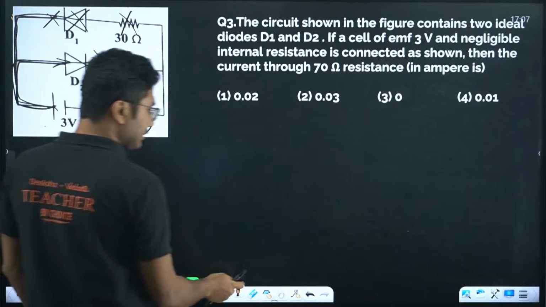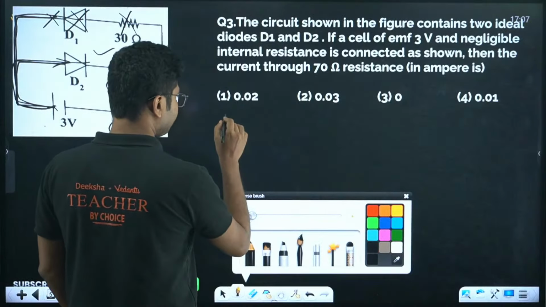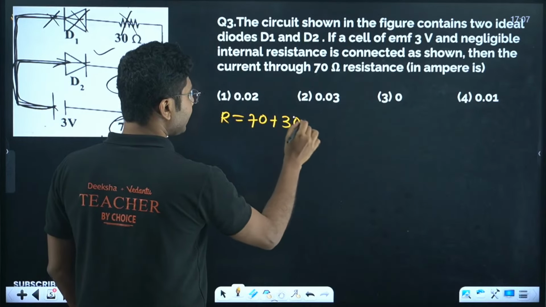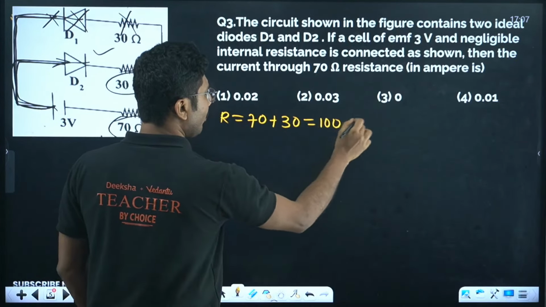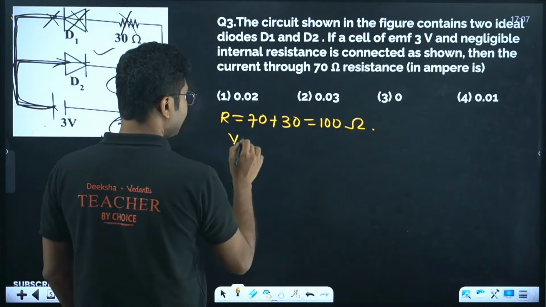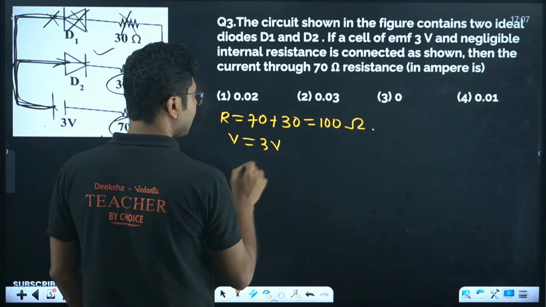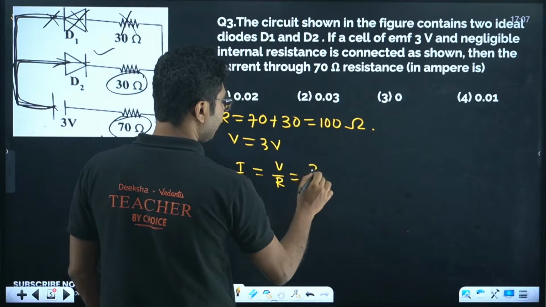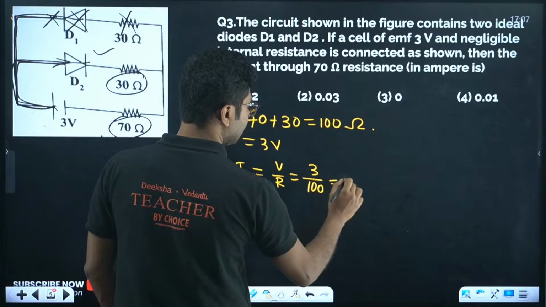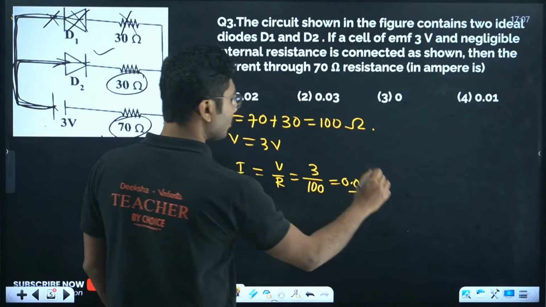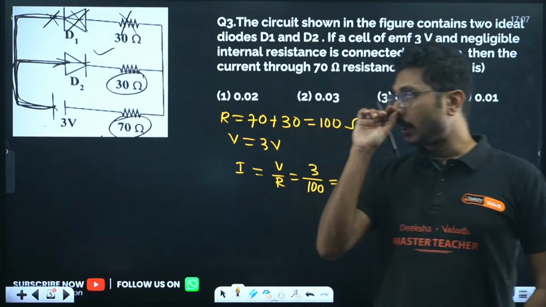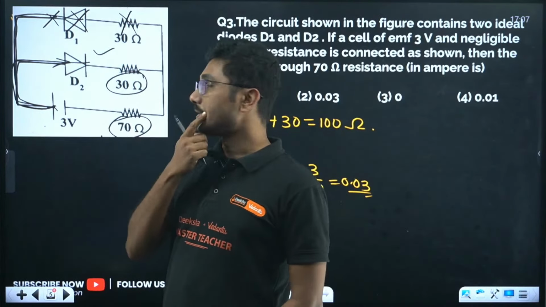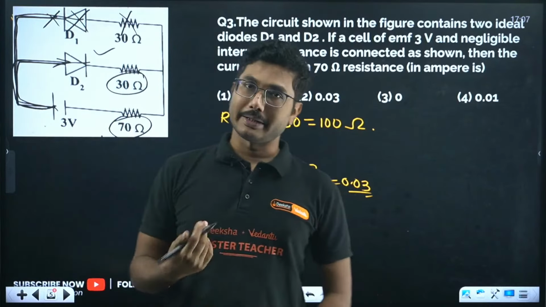So what is the total resistance? Total resistance is very simple. Total resistance is 70 plus 30, which is 100 ohm, and the voltage supplied here is 3 volts. So what is the current? Current is V by R, that is 3 by 100, that is 0.03. Diodes are ideal, so no voltage drop across the diode. If the diodes are not ideal, you have to subtract the forward biasing voltage of the diode from this potential supplied. That's it.